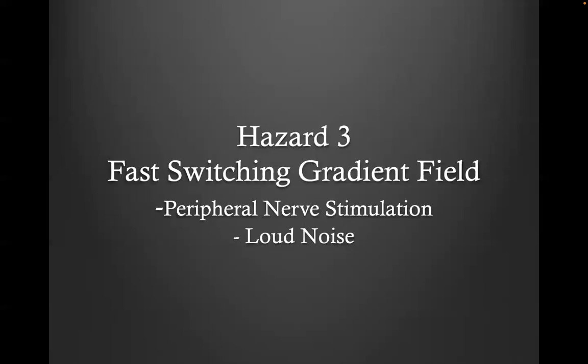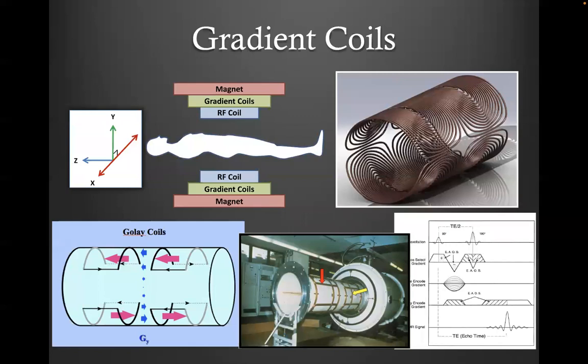Okay, now we are going to our third component as well as our third hazard, which is the gradient field, namely the fast switching gradient field. It could cause peripheral nerve stimulation as well as loud noises. Here a picture shows the gradient coils. If you remember, your magnet is outside, and usually your RF coil is closest to the human body, and the gradient coils are sandwiched in between. Then you can see some examples of the construction of your gradient coils in real life.